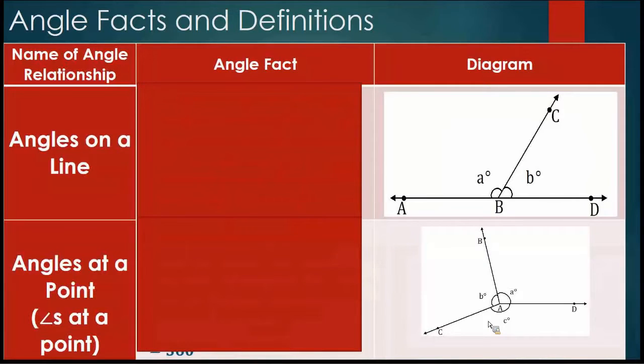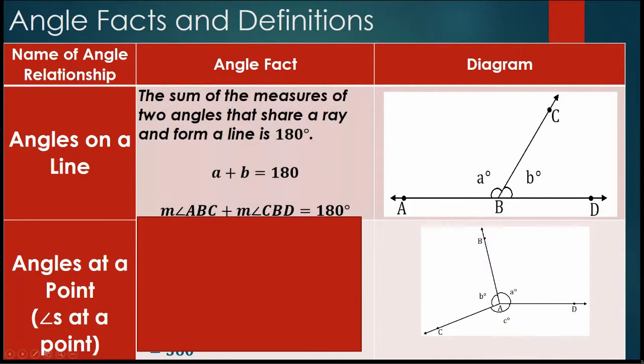Next, angles on a line. A straight line is 180 degrees. So any angles added together to make a straight line add up to be 180 degrees. So angle a and angle b in this diagram total 180 degrees.